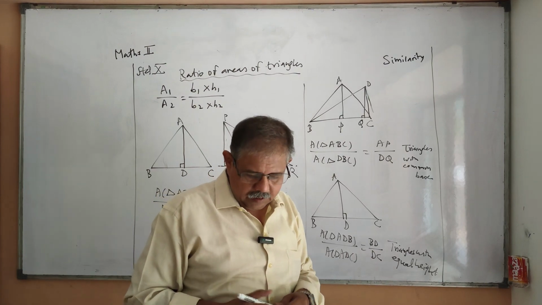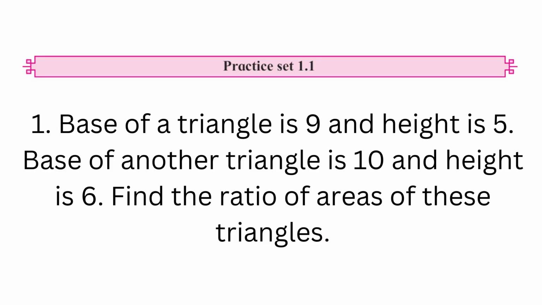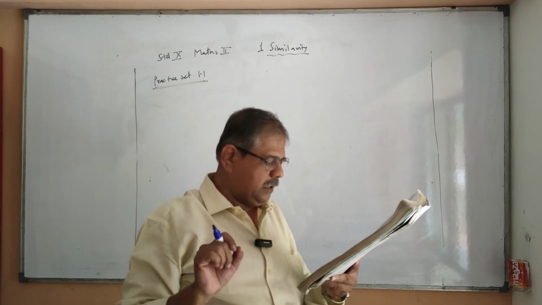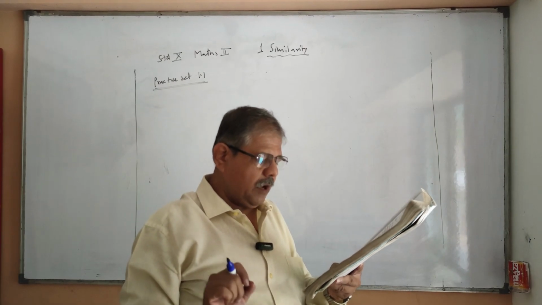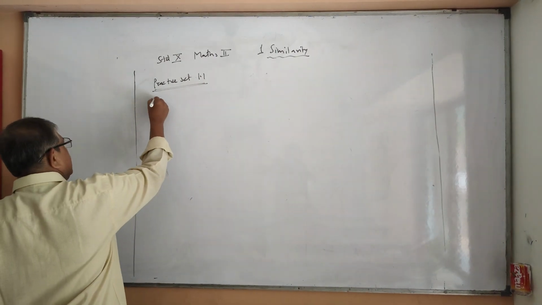Now let us start with exercise 1.1. Let's see practice set 1.1. The base of a triangle is 9 and height is 5. The base of another triangle is 10 and height is 6. Find the ratio of areas of these triangles.